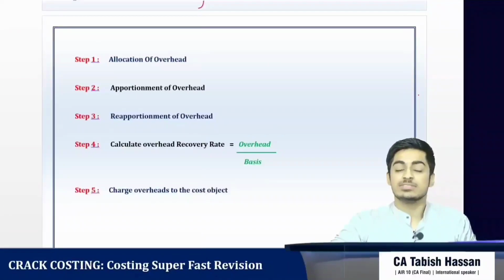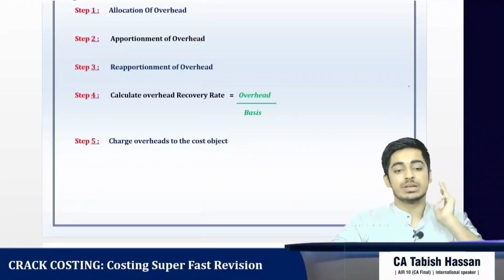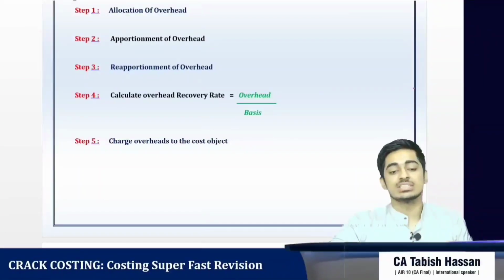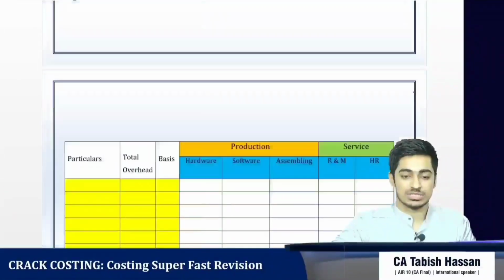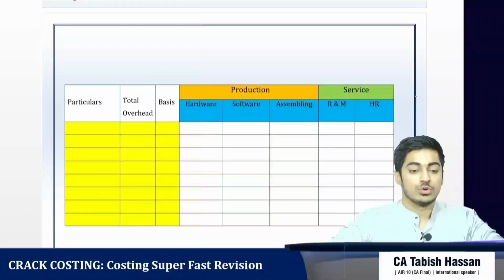So these are the 5 steps in the departmental rate method: allocation, apportionment, reapportionment, overhead recovery rate, and charging the overheads to the cost object. So how do you do it?